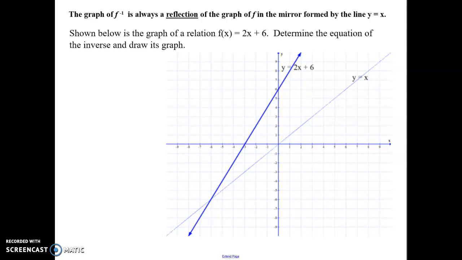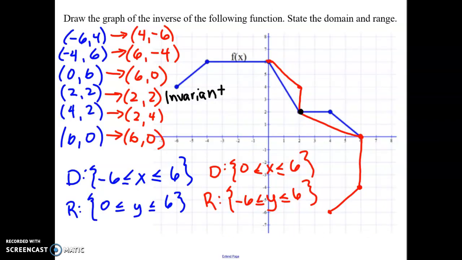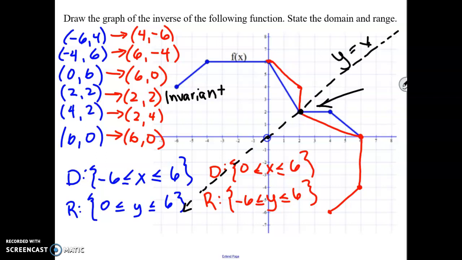Alright, so here's our next example. The inverse graph is always a reflection of the graph in the mirror formed by the line y equals x. So what that means, you guys, is that the line y equals x is a line where every y value and every x value are equal. So it would be a diagonal line that would run straight through where all your y's and x's are the same. Notice that your invariant point of 2 and 2 lies on that line of reflection. So an inverse is a reflection, but it's reflected over the line y equals x.